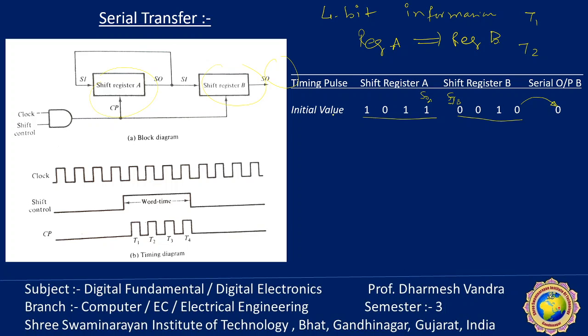Now at the initial value, suppose at time T1, the input word time is 4 bits. Why? Because the length is 4 bits, 1011, 4 bits. So at time T1, the signal is that this is the first SO, and this one is shifted here. Okay, here it is shown.